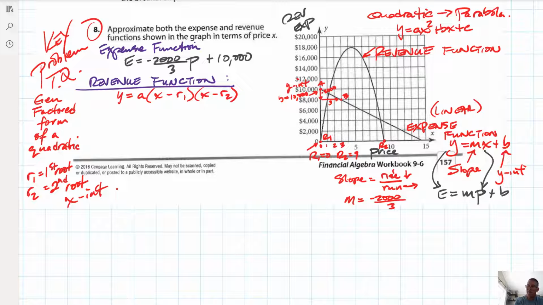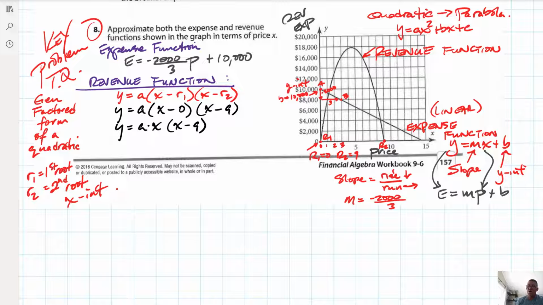The first step is to substitute our roots in. So y is equal to a, which we'll find in a minute, times (x minus 0) times (x minus 9). Now we simplify a little bit. So y is equal to a times x, since x minus 0 is obviously x, times (x minus 9). Can't really do anything there.